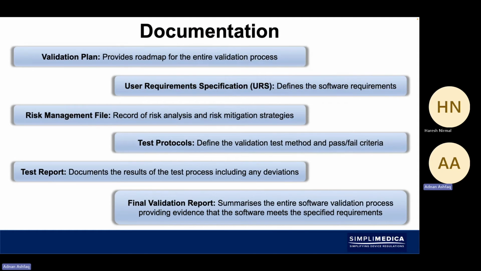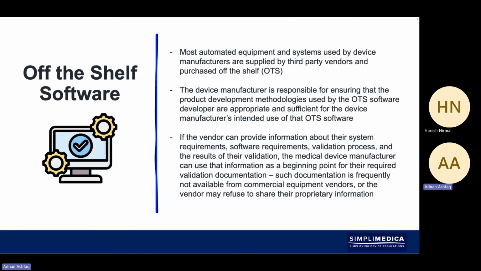So in terms of documentation, we do a validation plan to provide a roadmap. The user requirement specification defines the requirements. The risk management file records risks or potential risks. The test protocols then define the pass-fail criteria. The report then documents the test reports, if there's any deviations, any failures, anything that needs to be rectified, and then the final validation report needs to be written up.